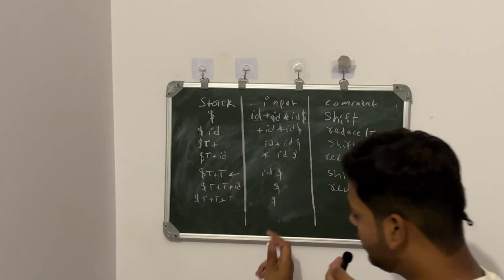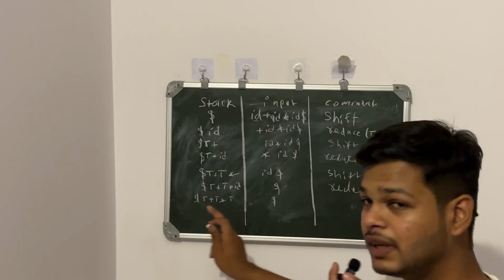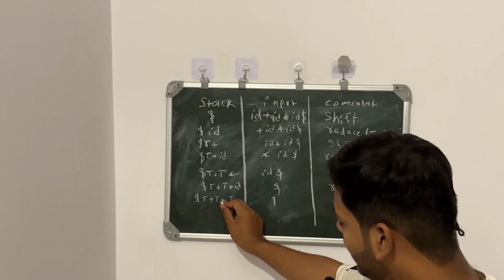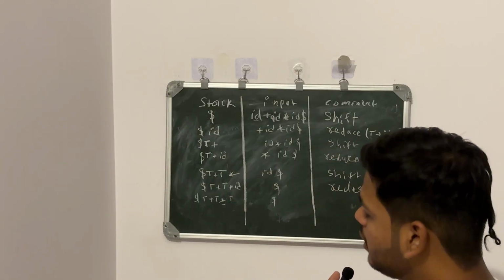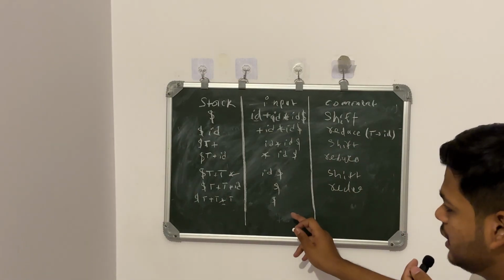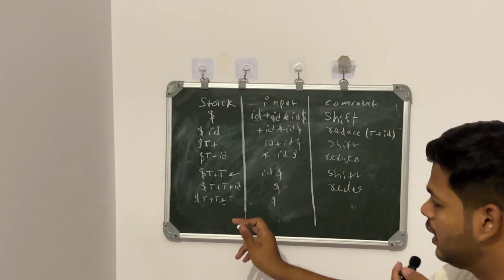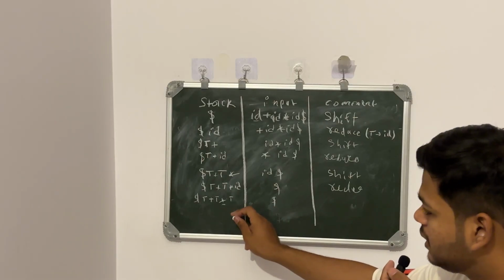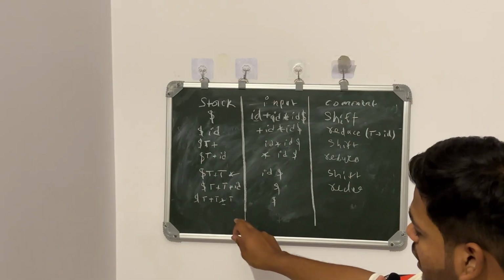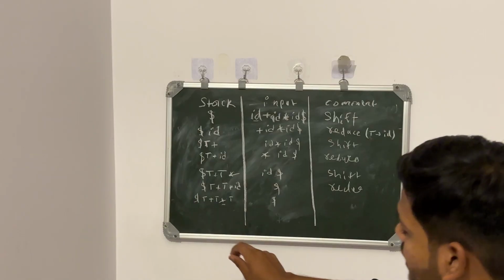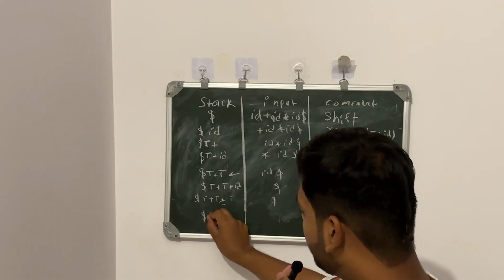Now dollar will ignore these T signs, and it will see this star sign. But since dollar has the lowest precedence of all, it cannot go above star. So we will have to reduce star, and then we will have to reduce plus. At the end, the result will be dollar T.